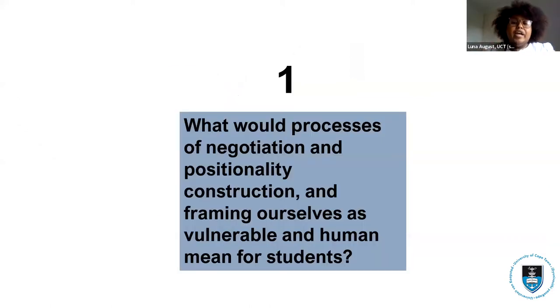So my key provocation to you today, colleagues, or one of my key provocations to you, is that if we undergo processes of negotiating and constructing our positionalities and framing and reframing ourselves as vulnerable and humane, and bring that into the teaching space, what would it mean for our students to encounter such a learning space? And of course, my view, or in my experience, it gave students a greater sense of citizenship in the learning space, contributed to a greater sense of belonging, and led to successful outcomes, at least in some of the courses that I tutored. But of course, the students have something to say as well on how their view of a tutor changed after encountering me.